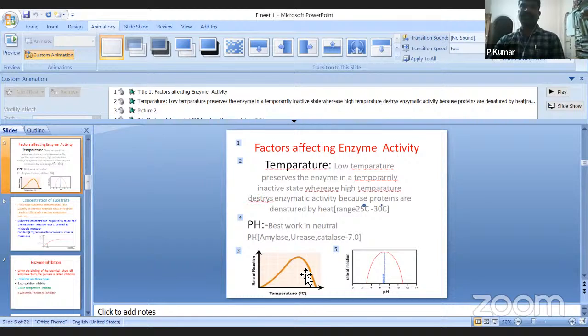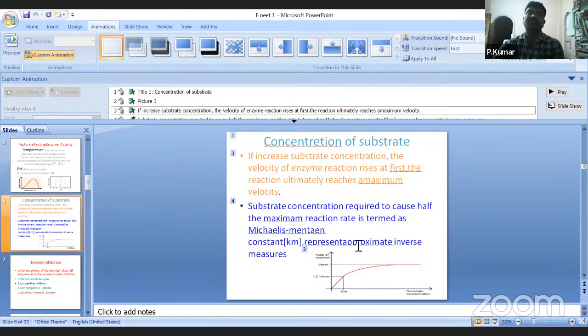Okay. So next one, pH. All enzymes generally work best in neutral, so the pH value for amylase, urease, and catalase is 7.0. And here, concentration of substrate. Here you are observing, if we increase the substrate concentration, the velocity of the enzyme reaction rises at first, and the reaction ultimately reaches the maximum velocity. This is the substrate concentration, this is the Km, this is the Vmax, and this is the rate.